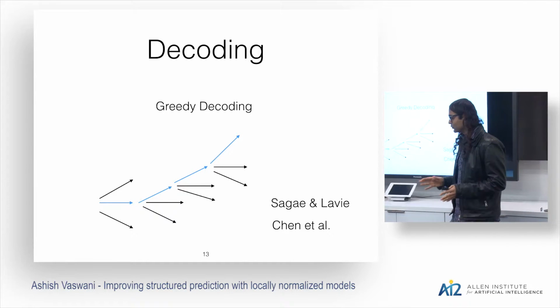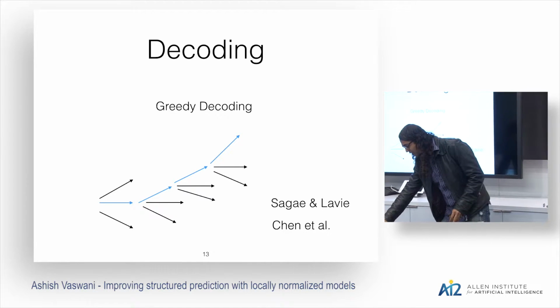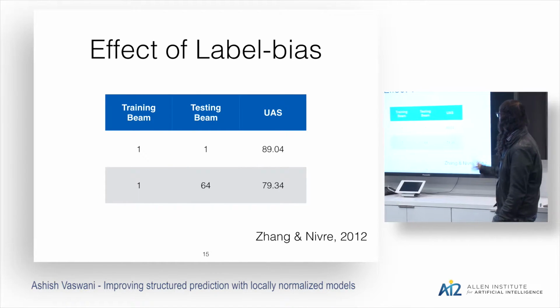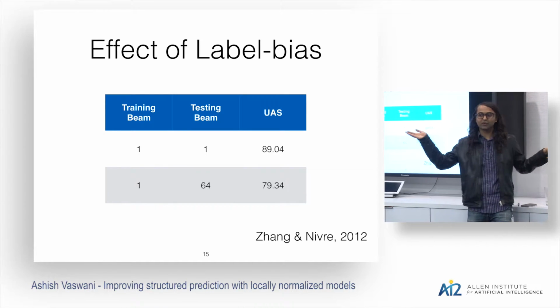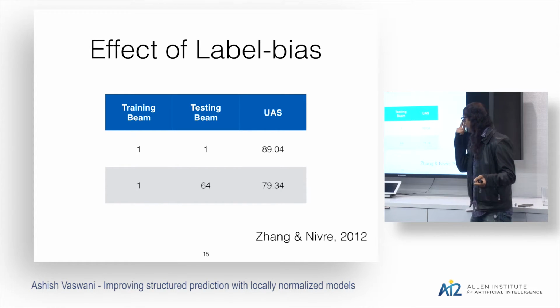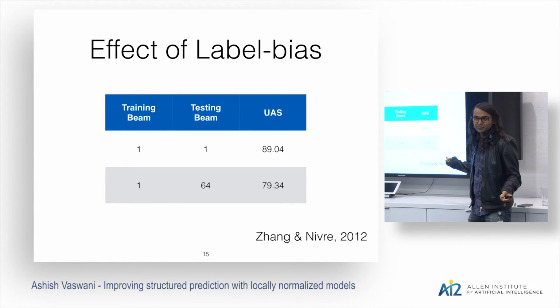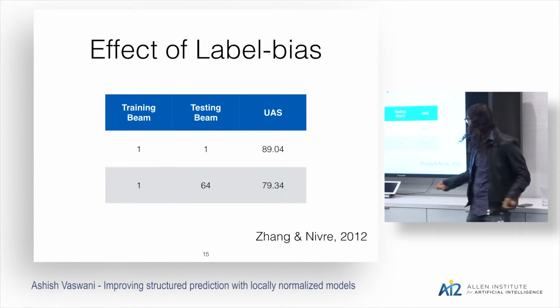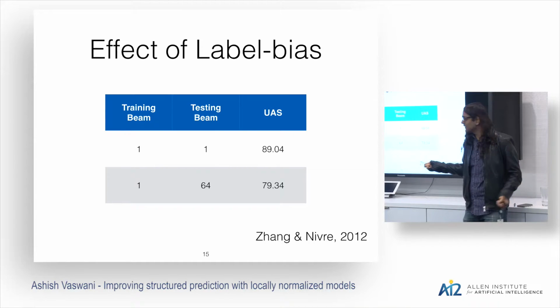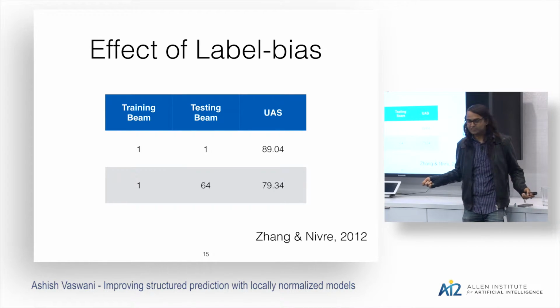Okay, and then if you want to do decoding, you either do greedy decoding, or you do beam decoding. Now, what Zhang and Nivre observed in 2012 is when they trained, so standard training is you only look at the canonical gold path, and you train your local model. And when they trained a local model on just the gold path, they got a decent unlabeled accuracy. In this talk, I'm going to talk about unlabeled dependency parsing. They got an accuracy of 89.04. Now, when they took the same classifier and they added a beam, their accuracy dropped astonishingly, about 10 points. And they complained that this was due to label bias.